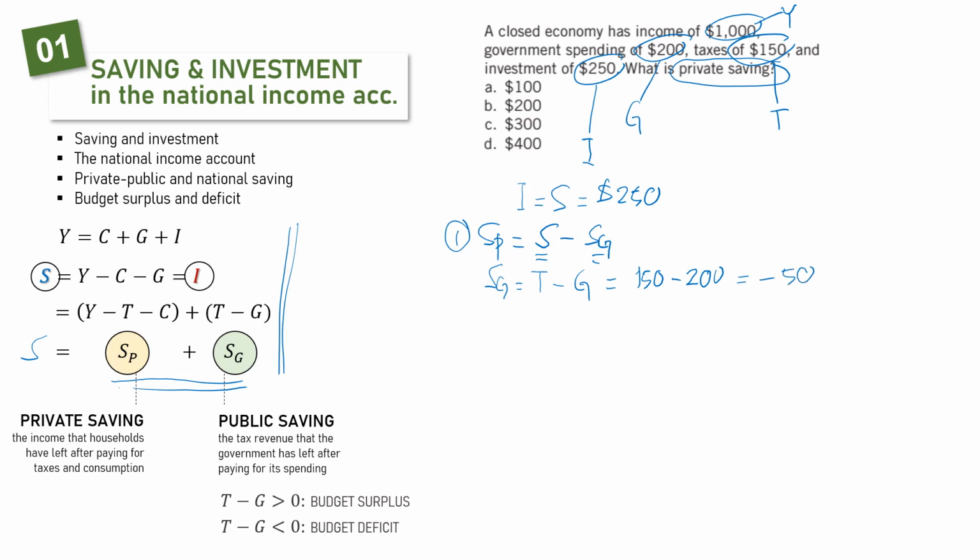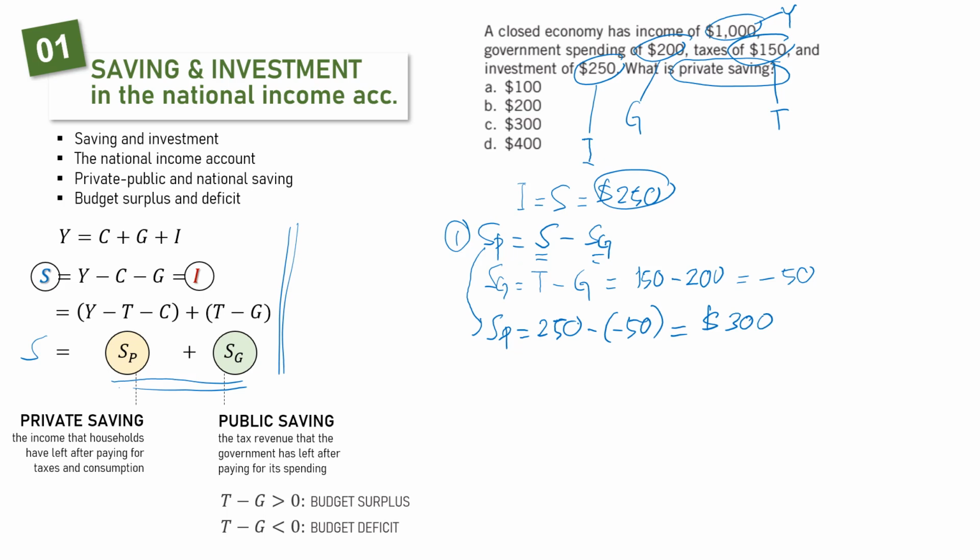So again, we substitute the result for the public saving into our private saving equation. So now we're going to have private saving equals 250, and then subtract minus 50. So the private saving will be as much as 300.